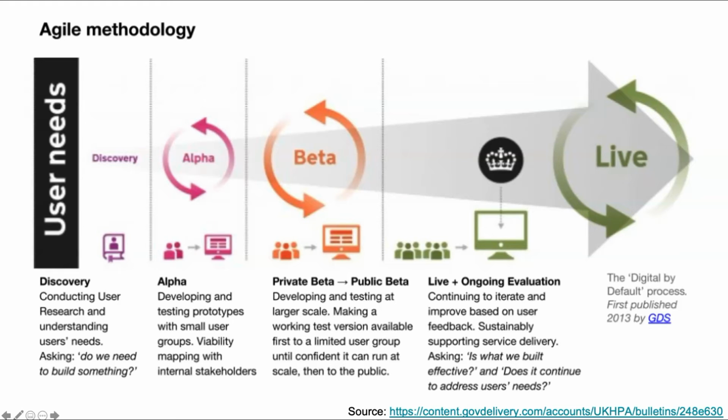When you are confident that the service can then be scaled or made available to the wider public, then you go into what we call the public beta. This is where you make it available to everyone who needs to use the service. And the next phase after that is the live phase.